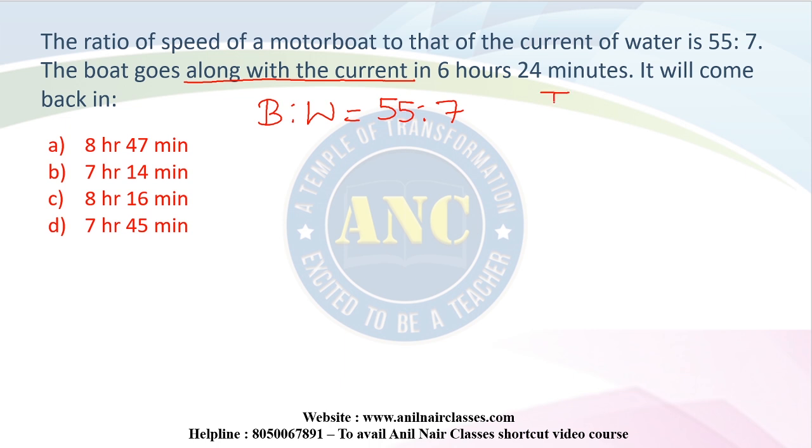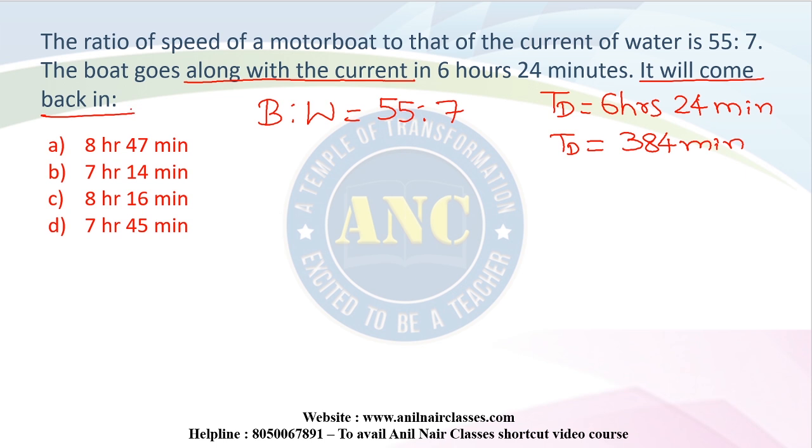That means time taken to travel downstream is 6 hours and 24 minutes. So you need to convert it. 1 hour is 60 minutes, so 6 hours is 360 minutes plus 24 minutes. It is 384 minutes. So downstream time is given in the question as 384 minutes. Next, it will come back in how many minutes or hours, as per the answer options. That means they are ideally asking you to find the upstream time.